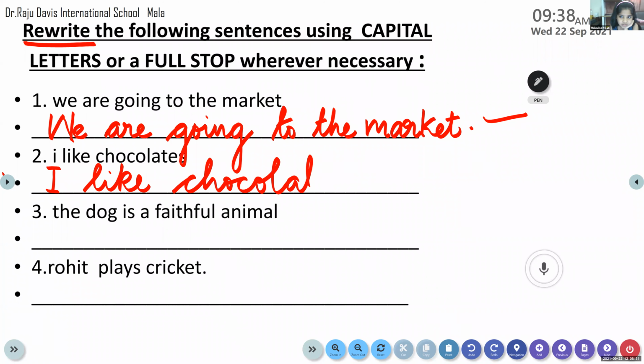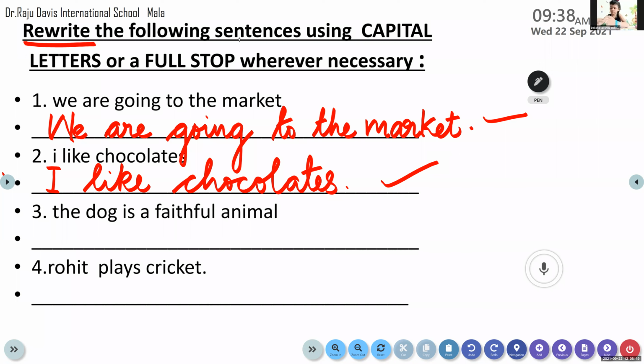Okay. Chocolate. So at the end of the sentence, what should we do? Stop. Okay. Then if your answer is right, put a tick mark. Okay, we are going to do only 1 and 2. 3 and 4 we will do later. You already know how to do this.